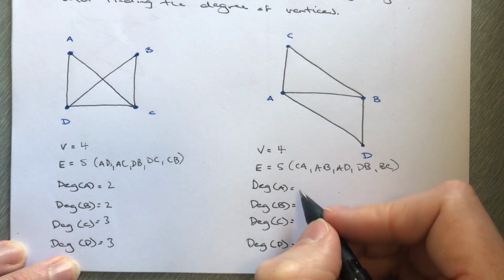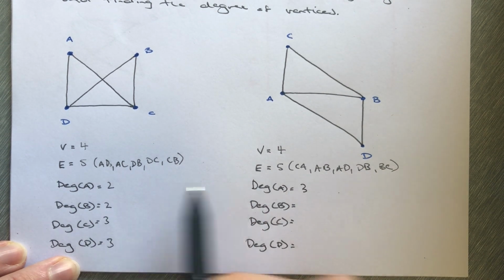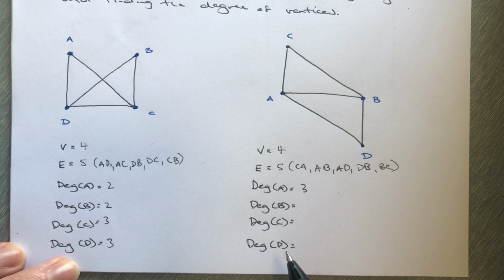Let's have a look at this one. A is 3. Well, there we go. We can already see that they're not the same. Okay, so as soon as you notice any difference, they are not the same, they're not isomorphic.